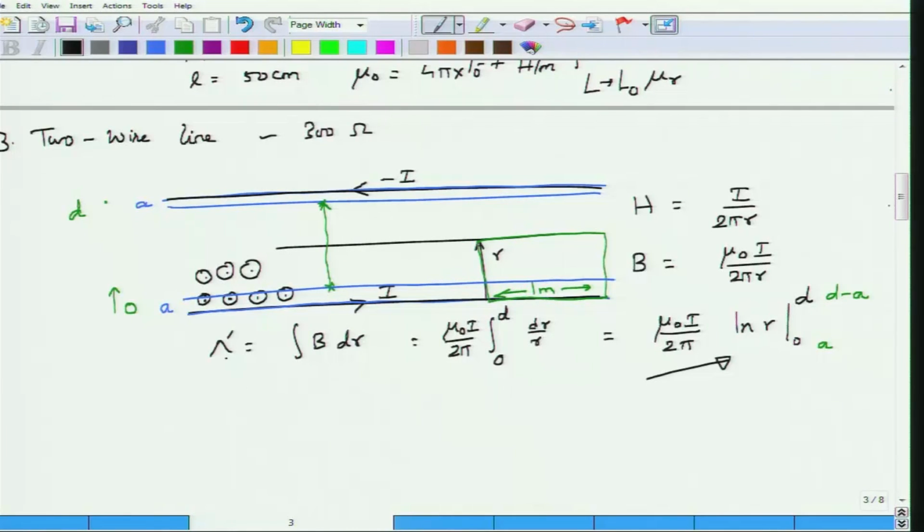And if I also take this current I and divide it onto the left hand side, I get the inductance per unit length as mu 0 by 2 pi log of d minus A by A, and in case d happens to be much larger than A, the separation being much larger than the cross section, which is almost what happens in a practical two-wire line.